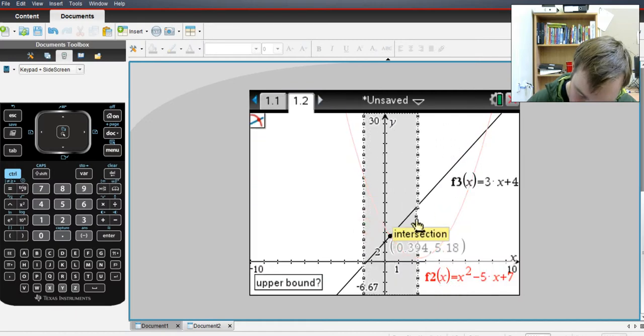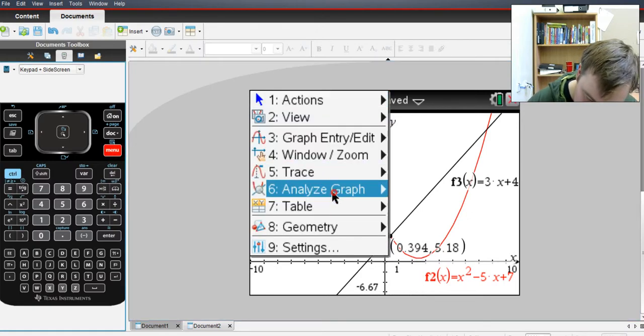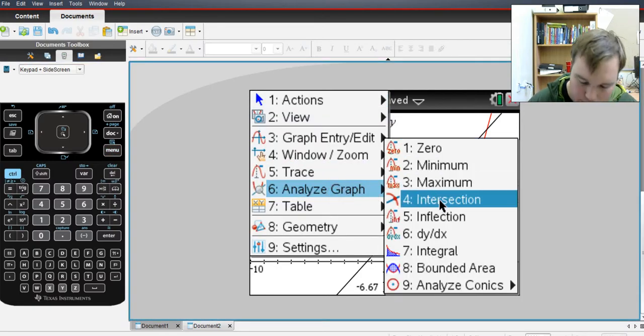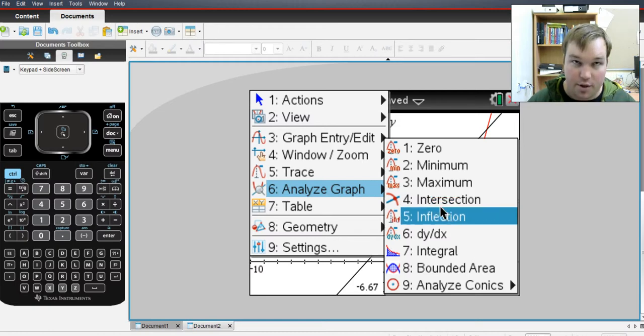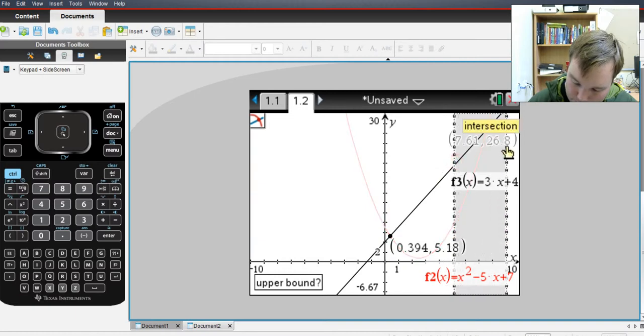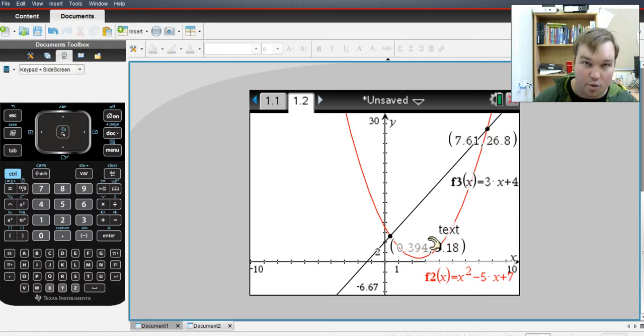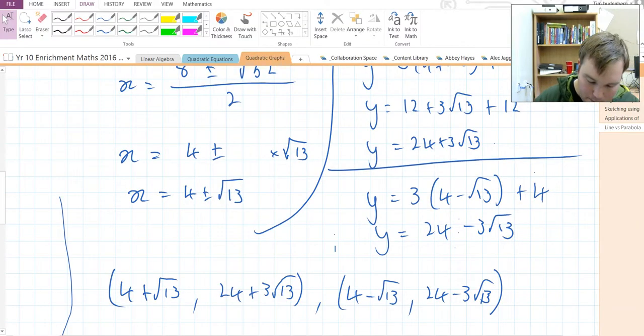Now, our 2 intersection points, there and there, we find them going menu, analyze graph, intersection, and we want to go between there and there. Gets us 1, menu, analyze graph, intersection. And remember, instead of clicking using the mouse, you can just press the numbers 6, 4. And then we want to go below, above. Now, how do we know this is right or not? For example, how do we know what 0.394 actually is? My bet would be 0.394 is what you get when you put 4 minus root 13 into the calculator.